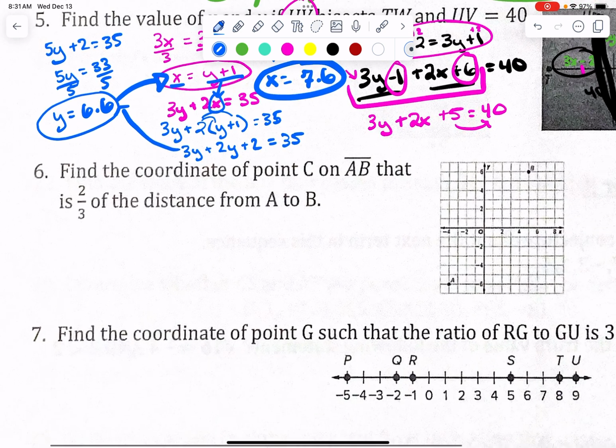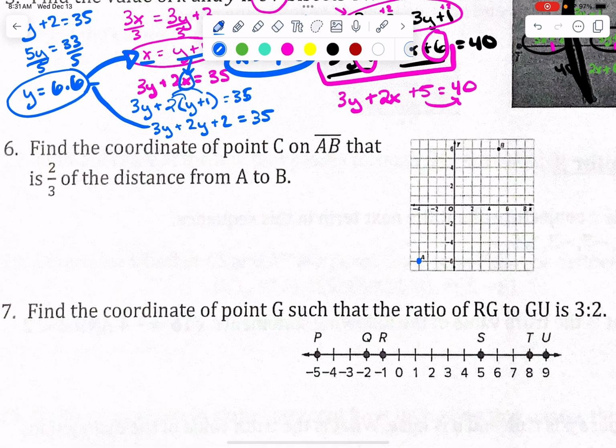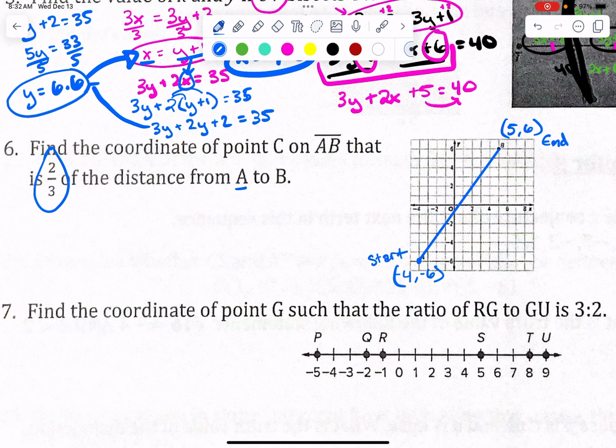All right. Number 6, it says find the coordinates of C on AB. A is right here. I'm going to put the coordinates. A is -4, -6. B is at 5, 6. And there is a line connecting them, okay? And I want to go 2/3 of the distance from A. So this is my start, and my end is at B, okay? 2/3 of the distance, which means I've gone the majority of the way, right? 2/3 of a distance means I'm cutting this into thirds, and this is 1/3, this is 2/3. So I'm going to end up like here-ish somewhere, okay?